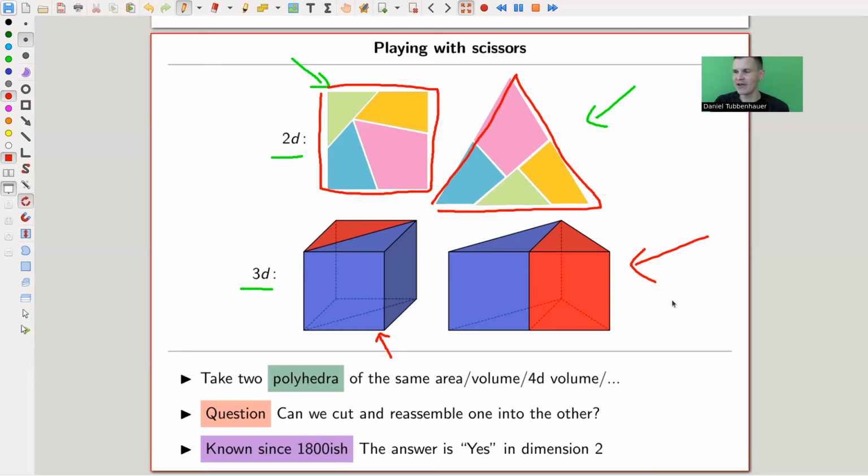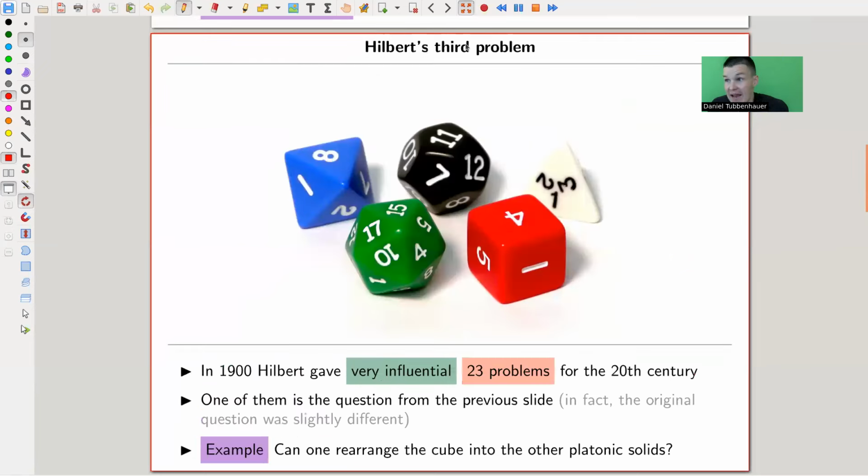So we take two polyhedra, and let's say, otherwise the question is a bit strange, they have the same area, volume, whatever it is. Can you cut one and reassemble the pieces so that you can go from one to the other? The starting point for Hilbert was that in dimension 2, the answer is yes. It was known for a long time. And to Hilbert, what about dimension 3?